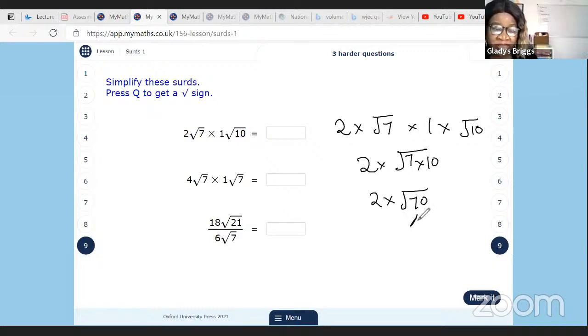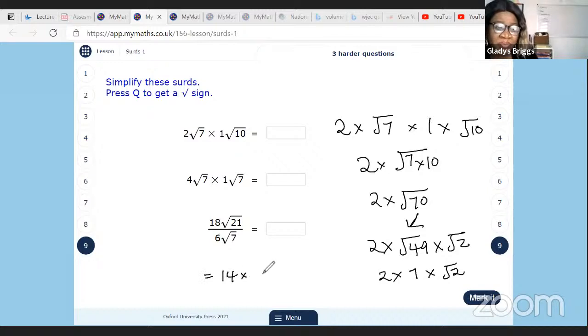Can we rewrite root 70 in any way? 2 times root 49 times root 2. Yeah, so this would become 2 times 7 times root 2, which is equal to 14 root 2. How many answers do we have? Let's see who is more correct. 28 root 10. Okay, let's put that one in and see.